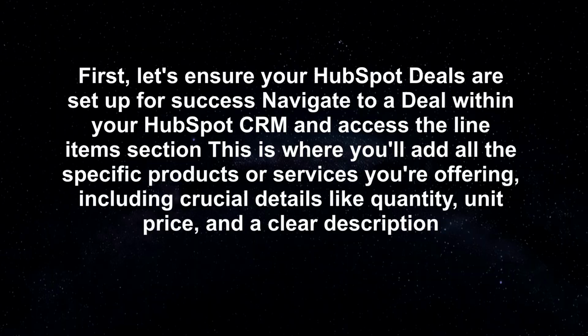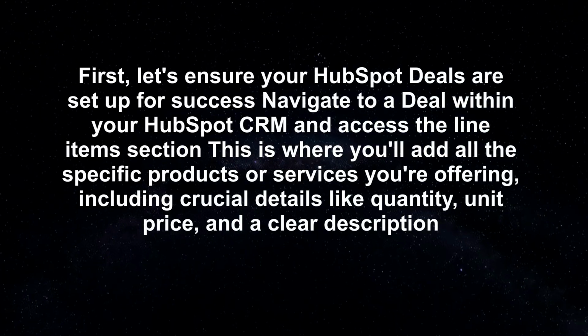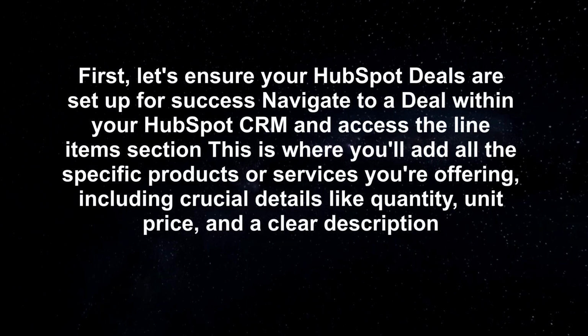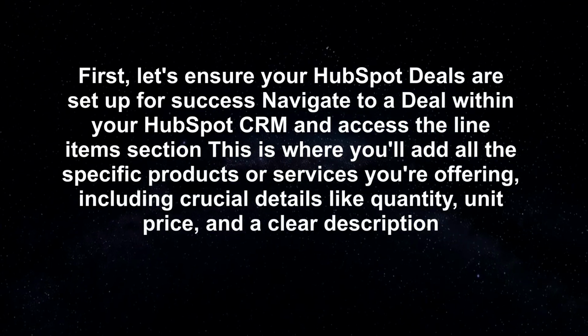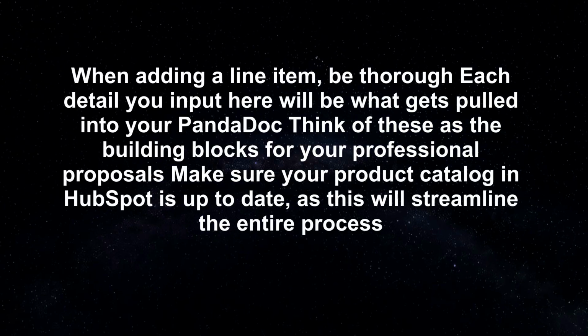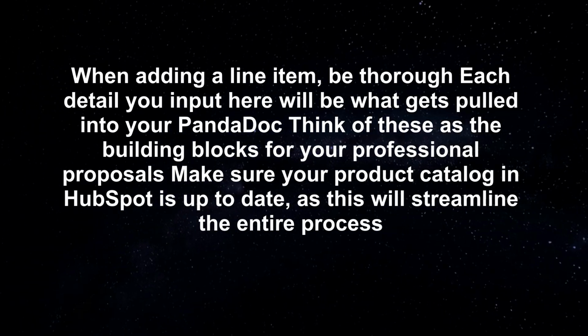Navigate to a deal within your HubSpot CRM and access the line items section. This is where you'll add all the specific products or services you're offering, including crucial details like quantity, unit price, and a clear description. When adding a line item, be thorough. Each detail you input here will be what gets pulled into your PandaDoc.